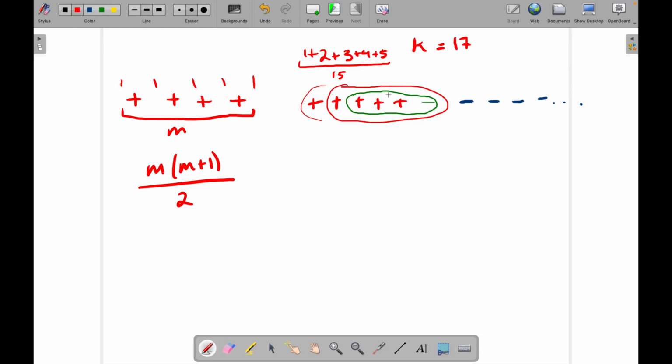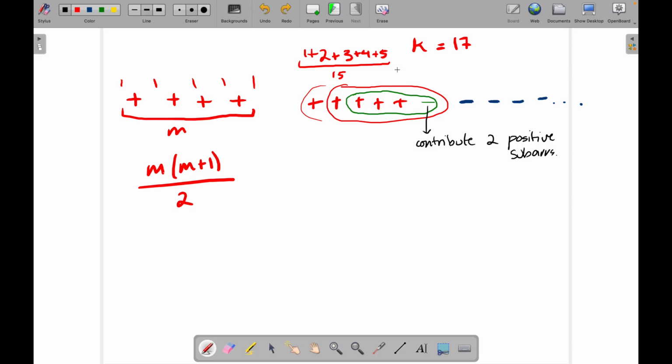So this negative number right here will contribute to 2 positive subarrays, right? So that will bump me up to what I want, to 17. That will take me from 15 to 17.